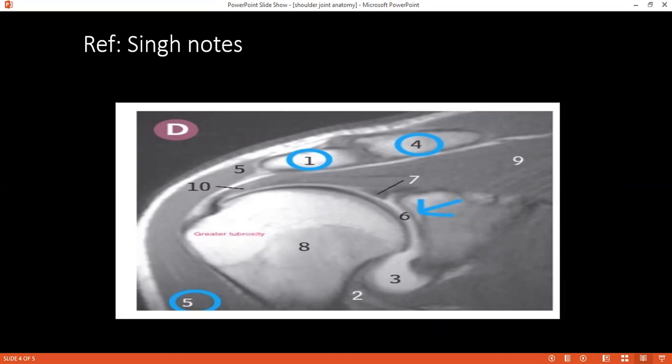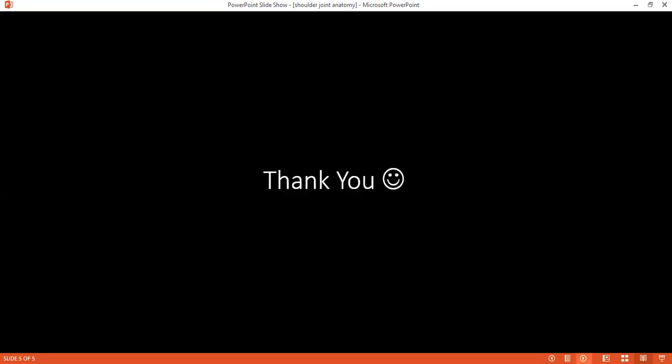In case of suspicion of muscular or ligamentous injuries. Good. Can you please identify these blue circled structures? Number 1 is the acromion. Number 4, please. Clavicle. Number 5, please. Deltoid muscle. This blue arrow, can you please identify? This is the glenoid cavity. Yes. Good. Next image. All right.